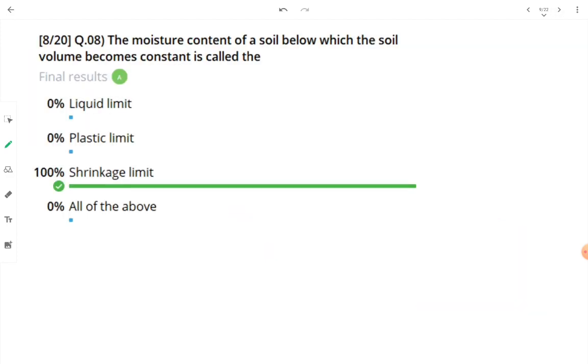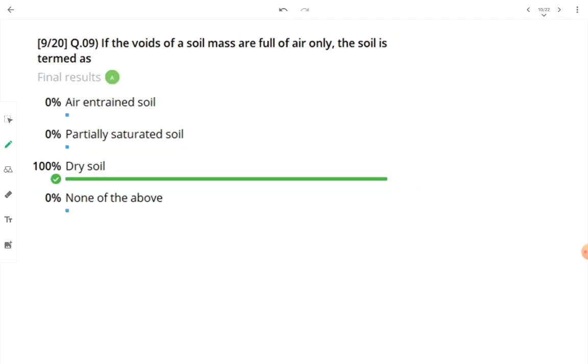Alright then. The moisture content of a soil below which the soil volume becomes constant is called the shrinkage limit. See, it is the water content at which the soil stops shrinking. The process of shrinkage of soil has stopped and it attains a constant volume. That specific limit is called the shrinkage limit. Alright, let's go to the next question.